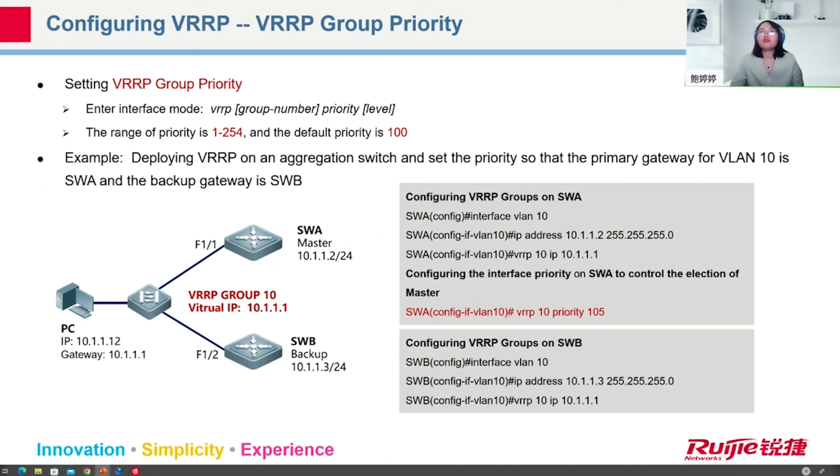And how to configure the priority? VRRP group and give the priority. You can set the priority from 1 to 254. The default value is 100. So on switch A, you can add another command, VRRP 10 priority 105. But on switch B, you don't add any priority command. That means the default priority is 100. As a result, switch A will become the master.